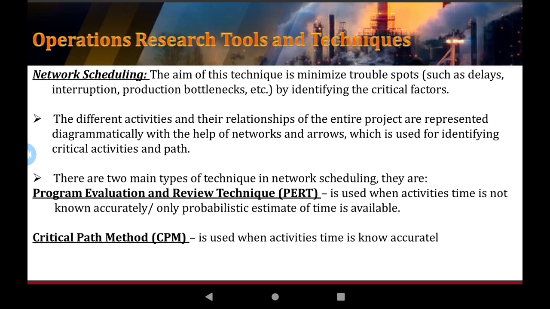There are two main types of techniques in network scheduling. Network scheduling provides two main techniques for the completion of a project. किसी भी प्रोजेक्ट को कंप्लीट करने के लिए हमारा नेटवर्क शेड्यूलिंग मेथड जो है टू टेक्निक्स देता है. One is program evaluation and review technique, which is the first technique given for network scheduling.